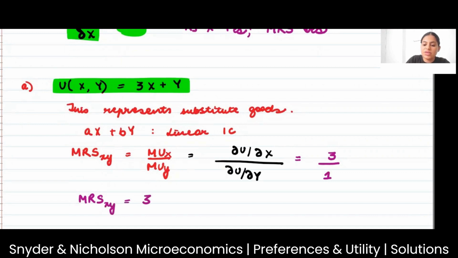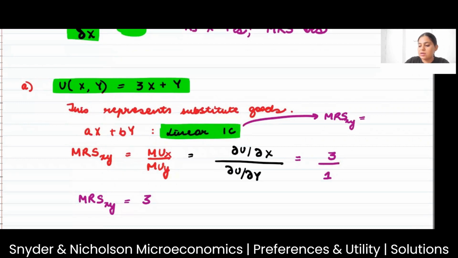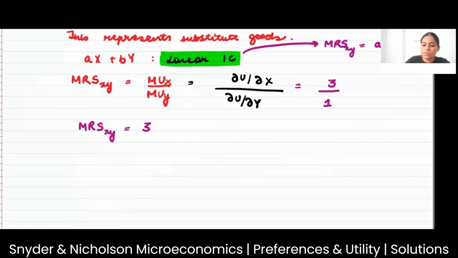Actually, we know that for linear ICs, which are substitute goods, the MRS is given by A by B. Here, A is 3 and B is 1. Is this clear? Now, let's graph this.